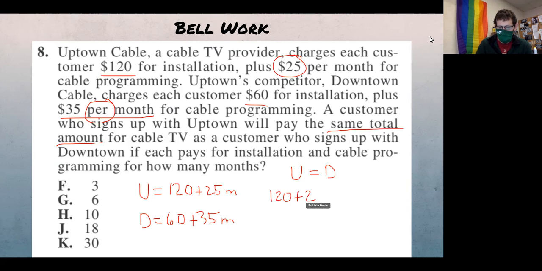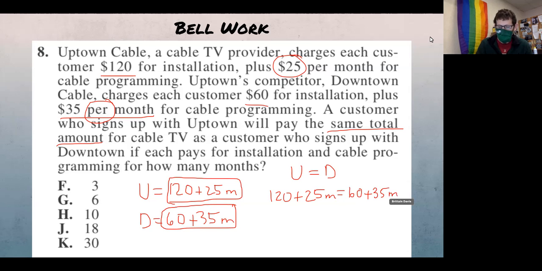So if I replace Uptown with this expression right here and replace Downtown with this expression, I've set up an equation and I can solve for the number of months that it will be whenever these two costs are equal. So when I solve for M, it's going to tell me the number of months. All right, from here, it's straightforward algebra.